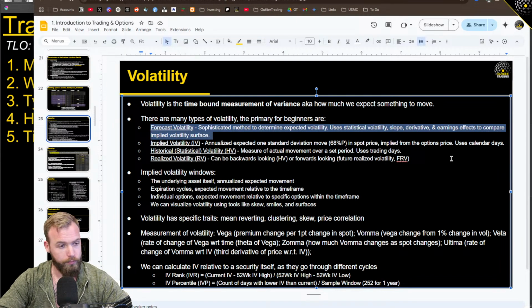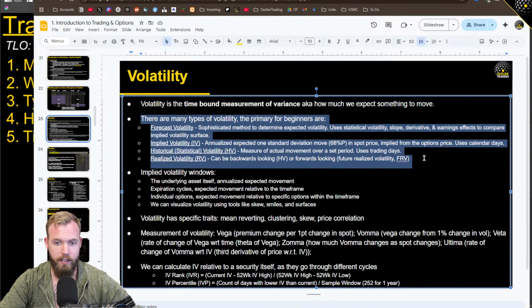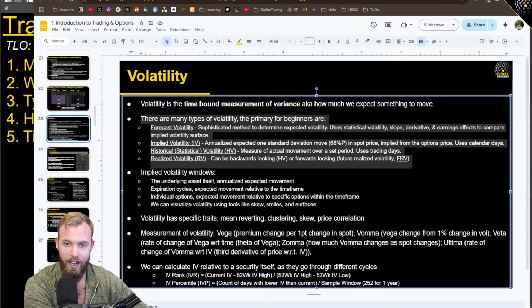Okay. Any questions first on this idea of what volatility is and the types of volatility? And while you're answering that or asking anything that you have, I'm going to update our notes.